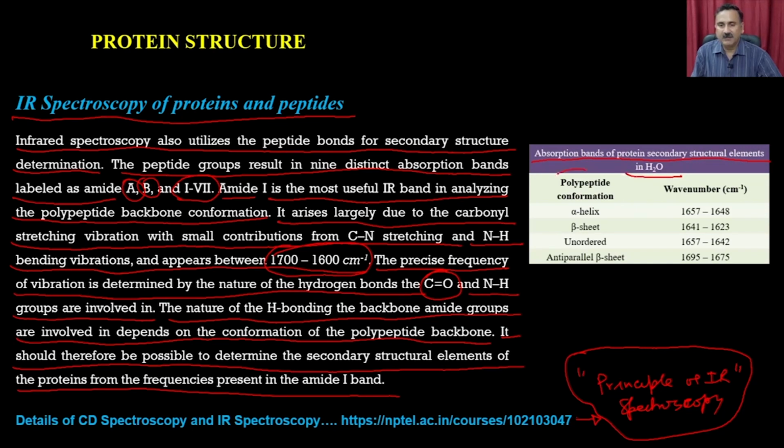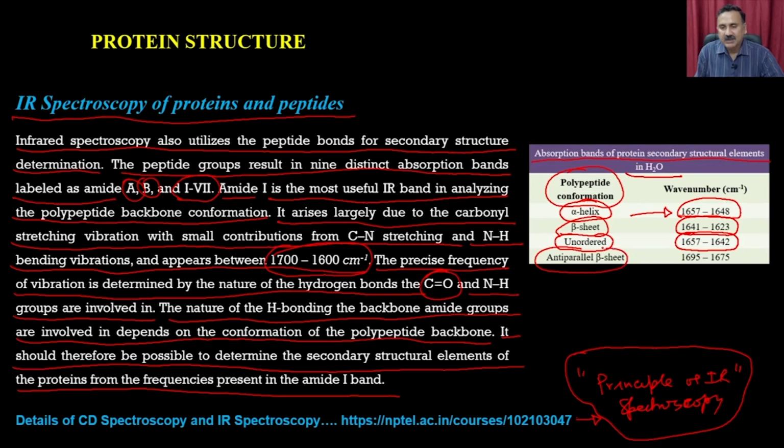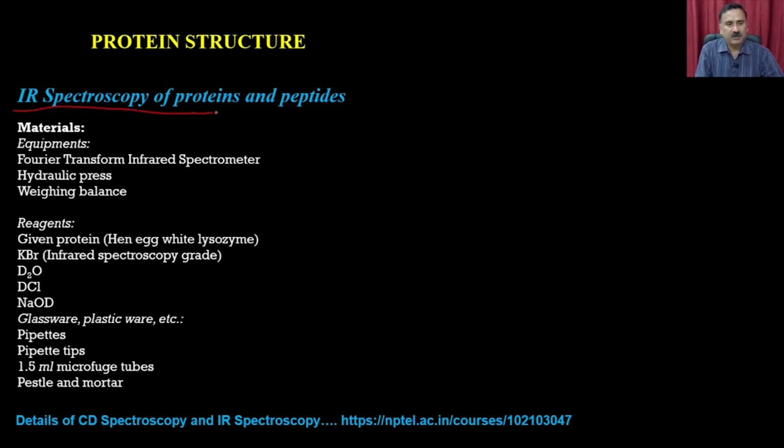What you see here are the absorption bands of protein secondary structure elements in water. If the polypeptide conformation is an alpha helix, it gives an absorbance in the range of 1657 to 1648. If it is a beta sheet, it gives an absorbance at 1641 to 1623. If it is an unordered structure, meaning turns or loops, it gives an absorbance in the range of 1657 to 1642. And if it is an anti-parallel beta sheet, it gives an absorbance in the range of 1695 to 1675.